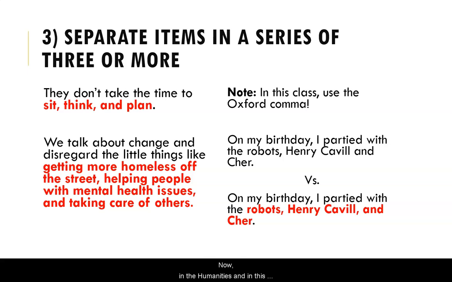Now, in the humanities and in this class, we make use of the Oxford comma. This is the comma that comes before the conjunction in a list. We do this to ensure clarity. For example, if we were to leave off the Oxford comma, it could be read to mean that Henry Cavill and Cher are in fact robots.